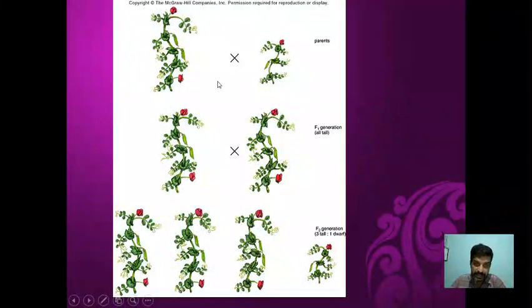Now the same thing we are explaining individually. A tall plant crossed with a dwarf plant, both of them true breeding or pure breeding plants, that means homozygous in condition. He got in the F1 generation all tall plants, which were self-pollinated, and he got 3 tall plants and 1 dwarf plant. So the phenotype ratio of the F2 generation in a monohybrid cross will be 3:1.